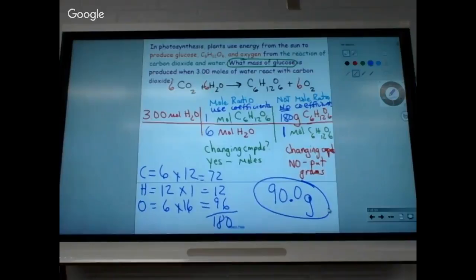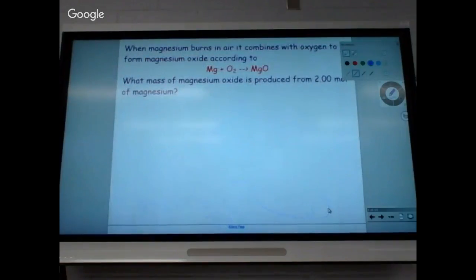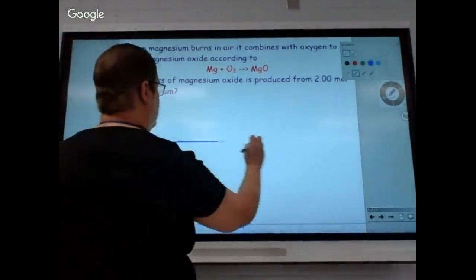All right, do we need to do another one, or you think you got it? Another one. Okay. All right, so magnesium burns in air. This is what we're going to do tomorrow. We're going to burn magnesium in air. Okay? We got 2 moles of magnesium. How many moles of magnesium oxide are formed?